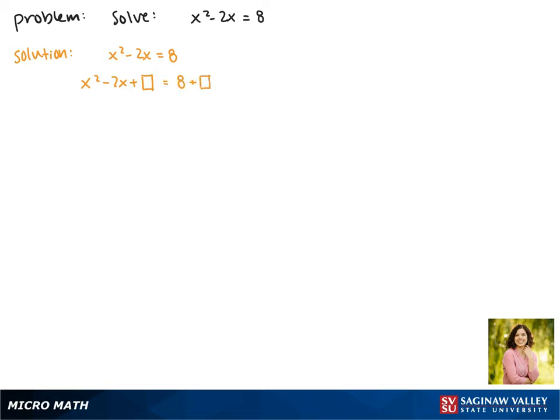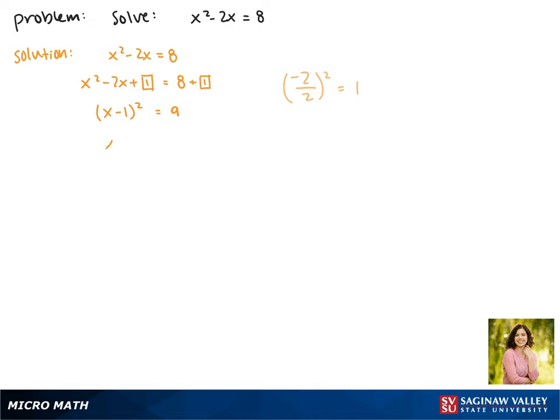That something comes from b over 2 squared. So here we do negative 2 divided by 2, all squared. That makes a negative 1 squared, which is 1. So we'll add 1 to both sides. Factoring the left, we see that x minus 1 squared equals 9.